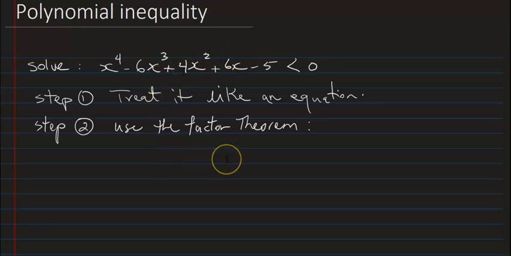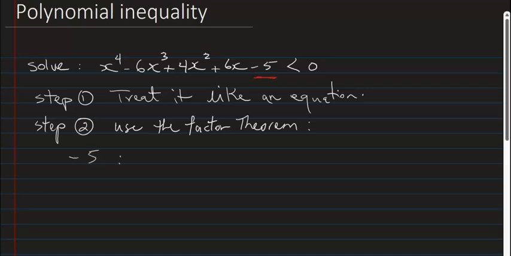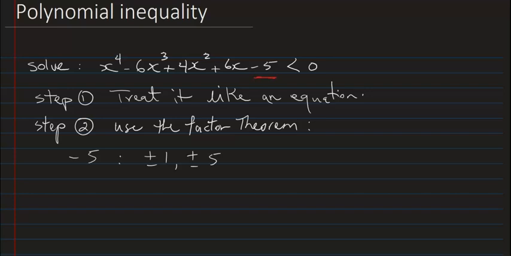The factor theorem basically says that if this polynomial has any integral zeros, they have to be factors of -5. Let's write up all the factors of -5: plus or minus 1, plus or minus 5. Now we're going to substitute each of these and find the function values: f of 1, f of -1, f of 5, and the last one, f of -5.